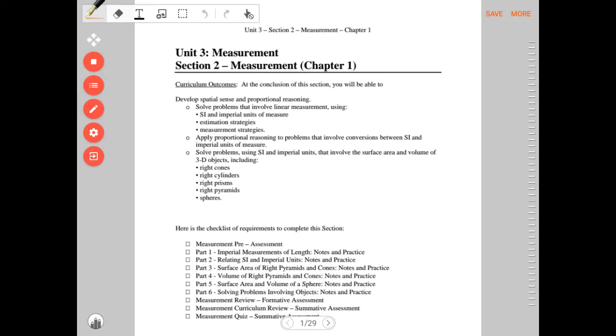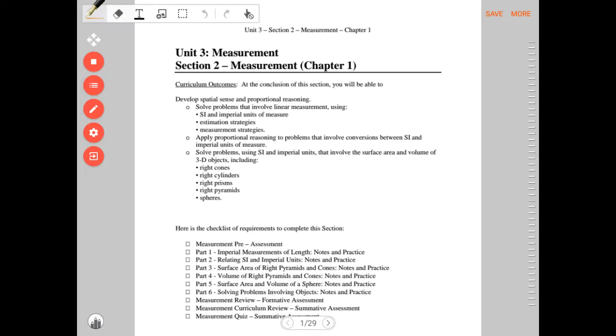Okay, so you are going to develop spatial sense and proportional reasoning. You're going to do this by solving problems that involve linear measurement using SI and imperial units of measure, estimation strategies, measurement strategies. You're going to apply proportional reasoning to problems that involve conversions between SI and imperial units of measure. And you will solve problems using SI and imperial units that involve surface area and volume of 3D objects, including right cones, right cylinders, right prisms, right pyramids, and spheres.